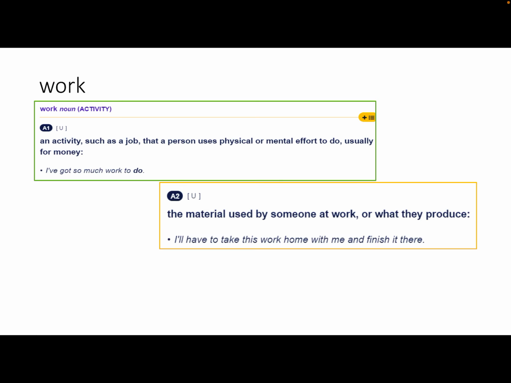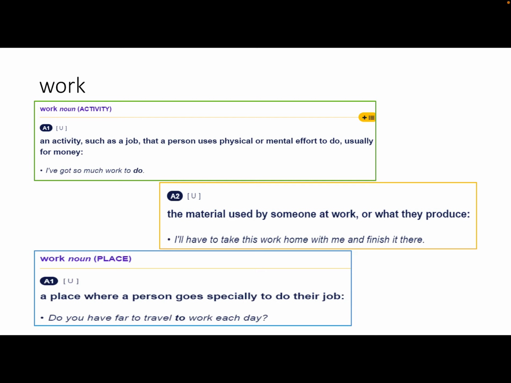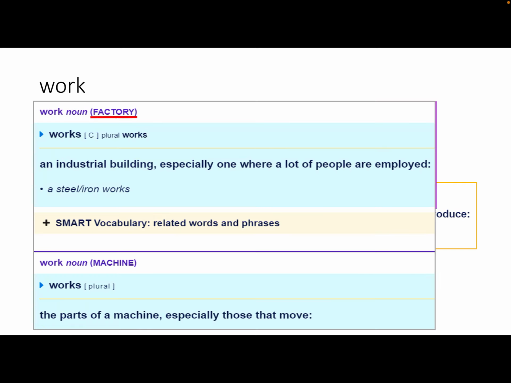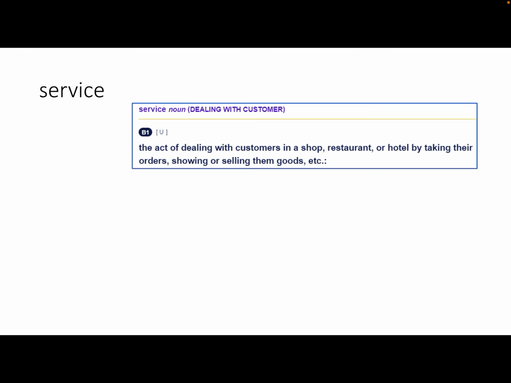Work is an uncountable noun when it refers to an activity that a person uses effort to do, the material used by someone at work or what they produce, and a place where a person goes to do their job. When work is a countable noun, it is something created as a result of effort, especially a painting, book, or piece of music. It can also refer to an industrial building and the parts of a machine.